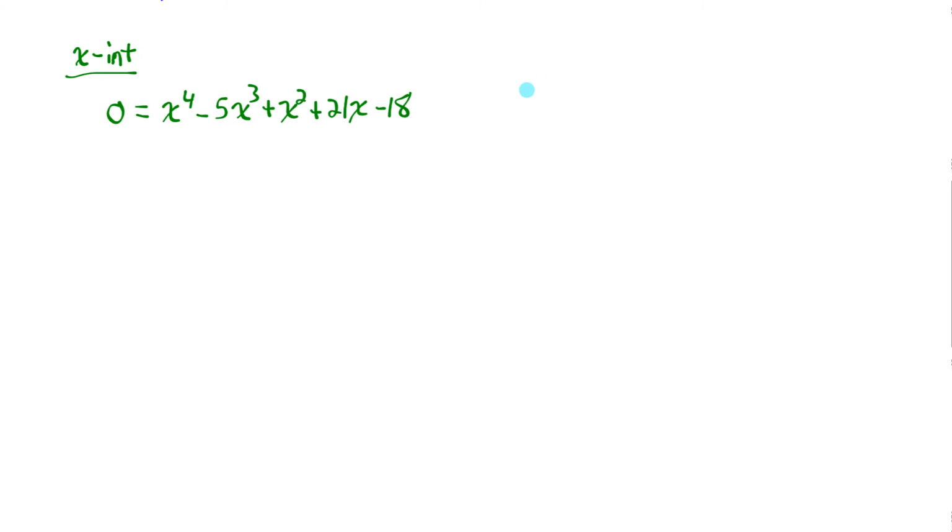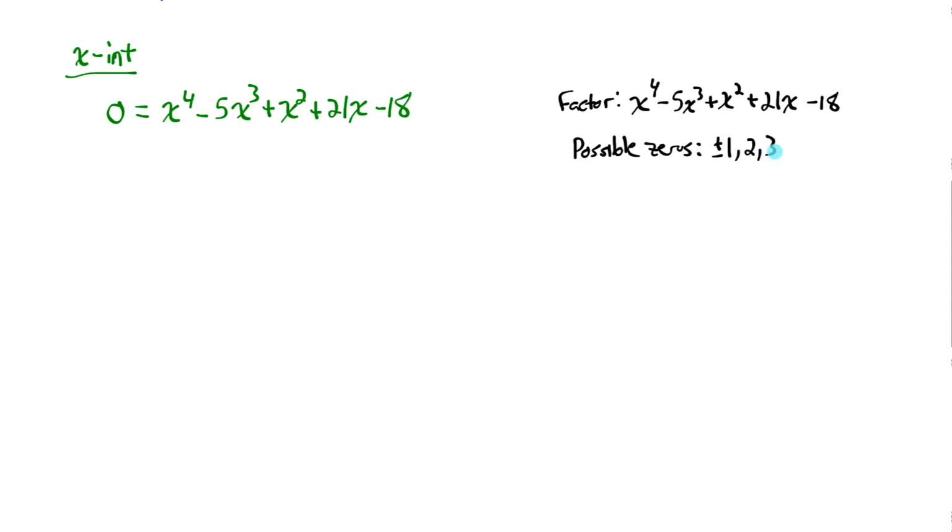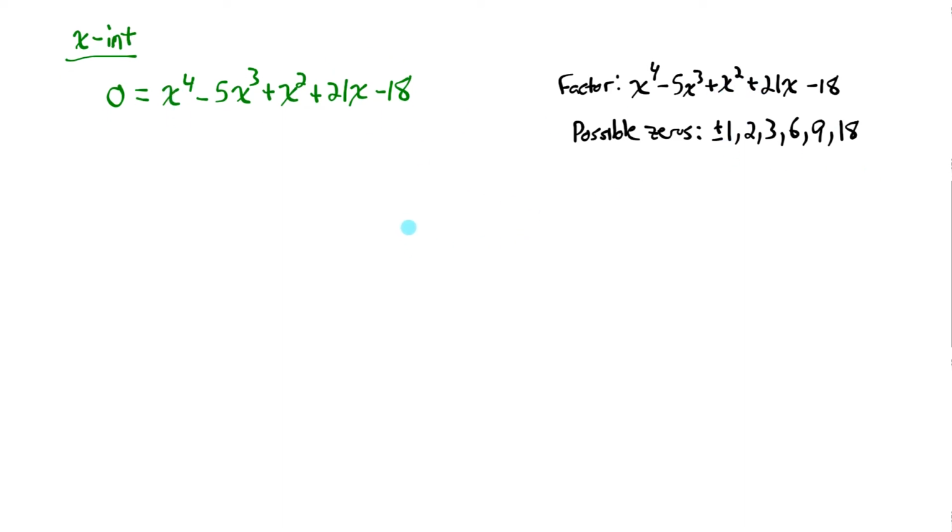So off to the side here, I'm going to do some rough work factoring this degree 4 function. And like I said, I know that possible zeros are factors of the constant term. So factors of 18 are plus or minus 1, 2, 3, 6, 9, and 18. So if there's an integer that makes that polynomial be 0, it'll be one of those integers. We just have to find one that works. I think 1 actually works.